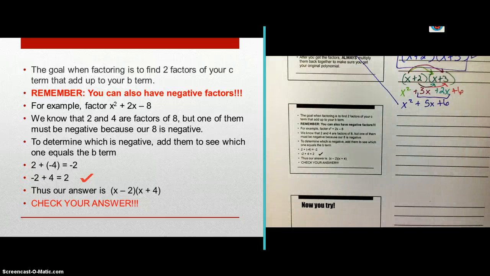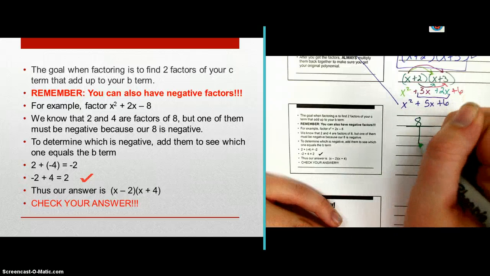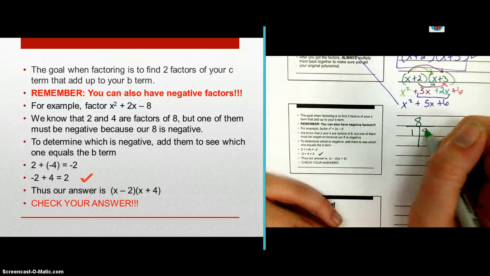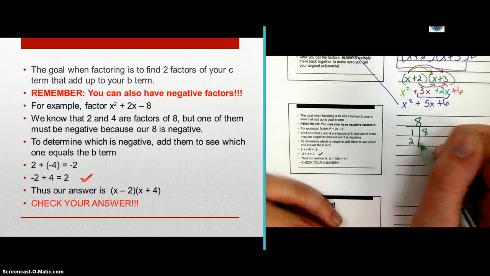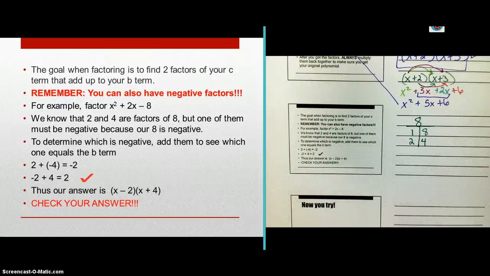First, we want to find our factors of 8. So 8, we have 1 and 8. Then we have 2 and 4, and the only number left to check is 3, and 8 is not divisible by 3, so 3 is not a factor, so we're done with our factors.